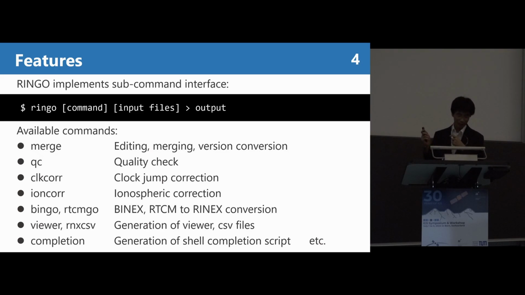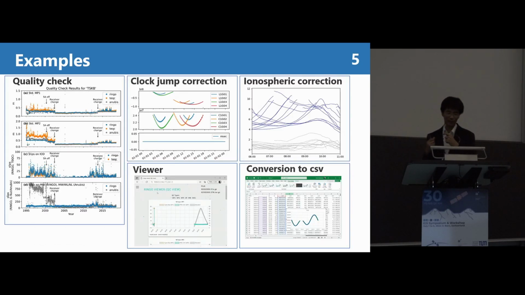The command is supposed to be typed as RINGO at first, followed by the subcommand, as I mentioned now. Then you put the input files, and then you can gain output in a standard format.